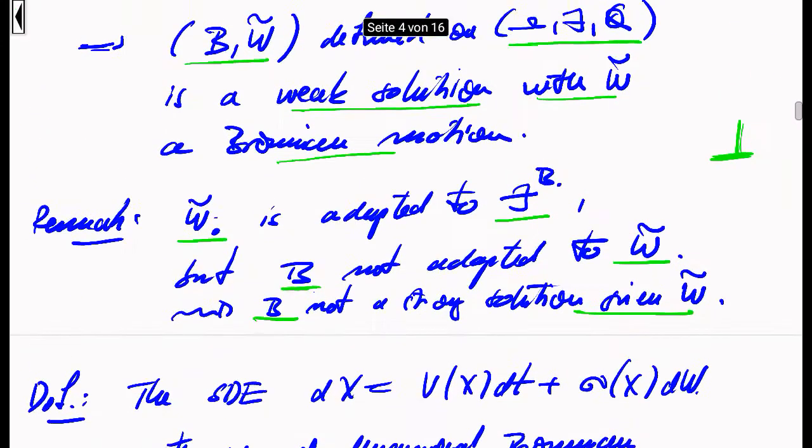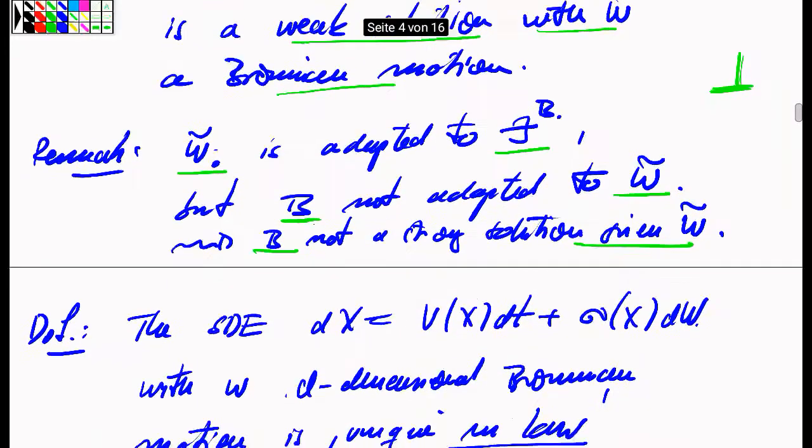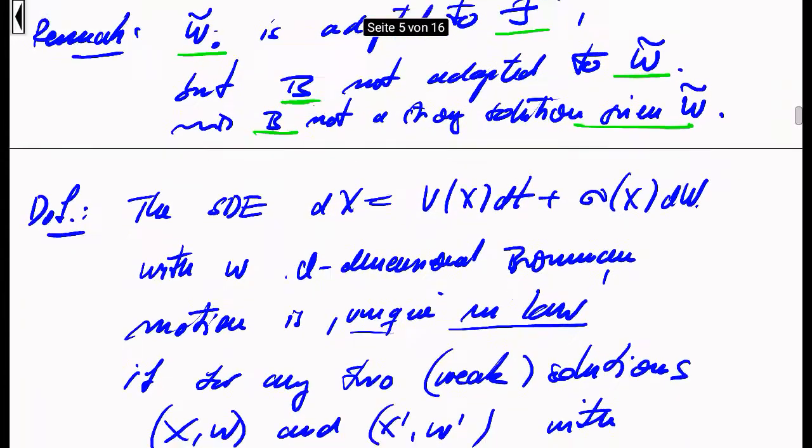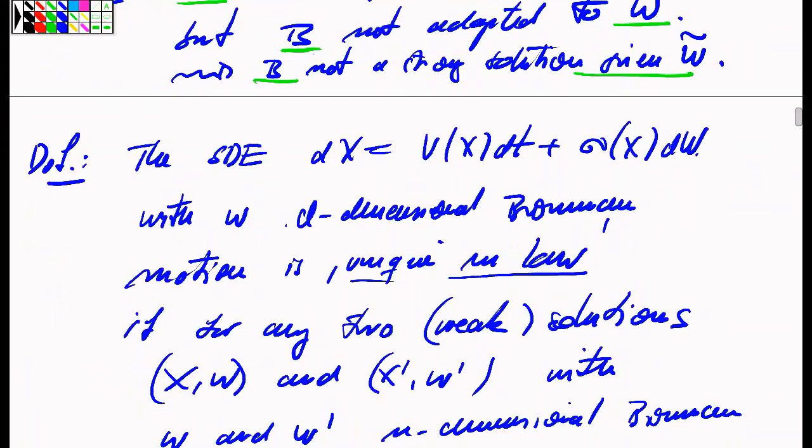So why would you ask for such a weaker notion of solution at all? Well, sometimes you're not really interested in this input-output mechanism or in the preservation of this input-output mechanism, but you're just interested in the statistical behavior of the process that comes out of such a description.